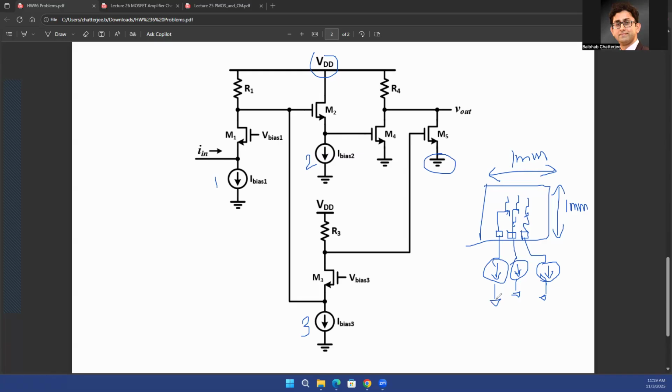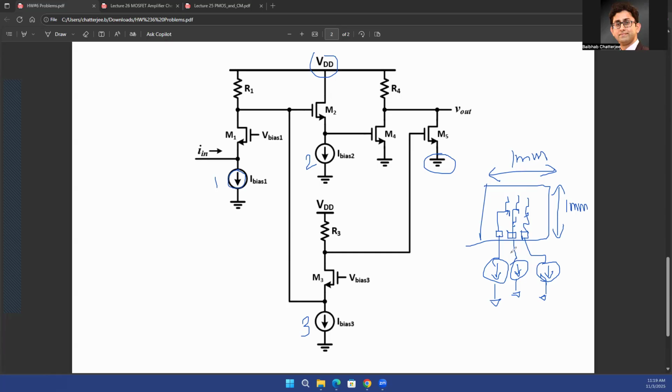Also at the same time, there could be mismatches between those current sources, and that will lead you to whatever I bias you wanted to have, I bias 1, I bias 2, or I bias 3. You might not end up with what you are intending, because there could be mismatches in those current sources. So what is generally done in an integrated circuit is that you generate one current source, or you take one current source from outside, and whatever other current sources you need, you generate them inside the chip.